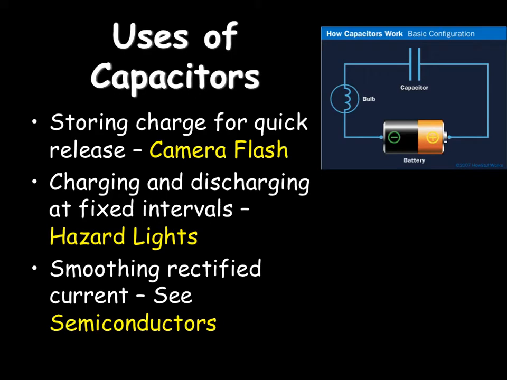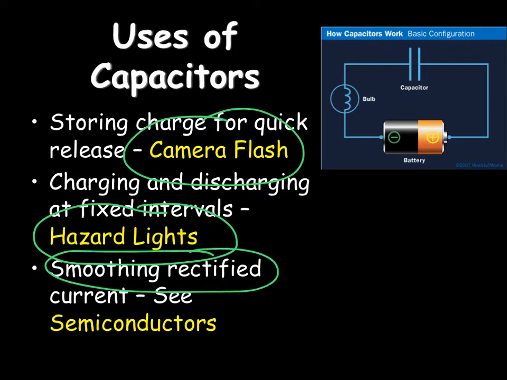So, how do you use a capacitor? Well, you use a capacitor in a camera flash. Now, I have warned quite a lot of you, and quite often, that you have to be more specific about what you're saying for a use. You cannot say a camera. You have to say a camera flash. You cannot say in cars. You have to say hazard lights in cars. And you cannot say in rectifiers. You have to say smoothing rectifiers, which we do in semiconductors.